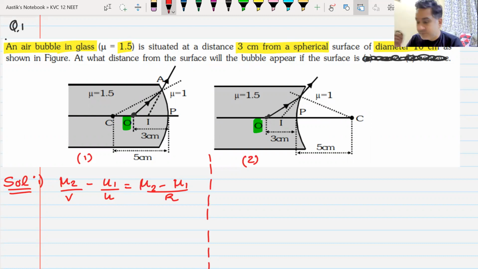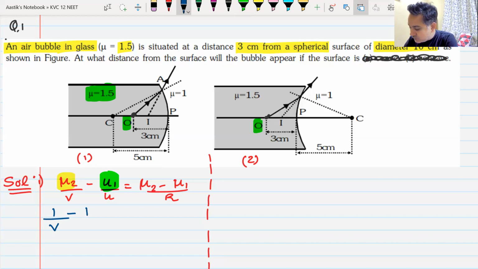Now tell me what is mu1 and what is mu2. What is mu2 in the first case? Mu2 is the second medium, which is 1. What about mu1? Mu1 is the first medium where the object is placed, so it is 1.5. So I put the formula: 1 by v minus 1.5, or 3 by 2, divided by u.